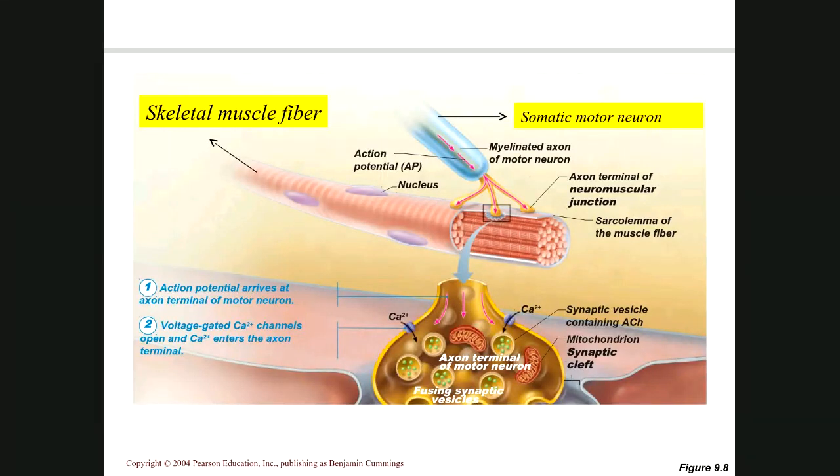Notice that when the signal goes through the neuron and reaches the end of the neuron, that causes an influx of ions, calcium ions, into the neuron. And when calcium ions reach the inside of the neuron, they're going to release a neurotransmitter.